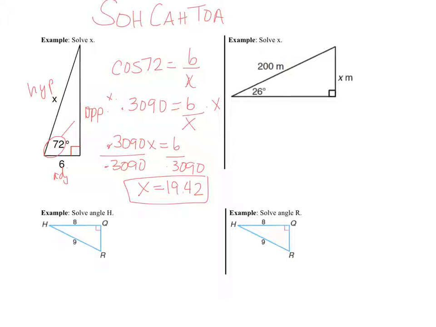Alright, looking at our next example here, I'm going to go ahead and mark my triangles. So I see that I've got this angle right here. I'm going to go across, so I see that's my opposite. And I've got my hypotenuse here, and this is my adjacent. So looking at what I'm trying to find, I've got an opposite side and a hypotenuse side, so I'm going to use my sine function. So sine of 26 is equal to x over 200.